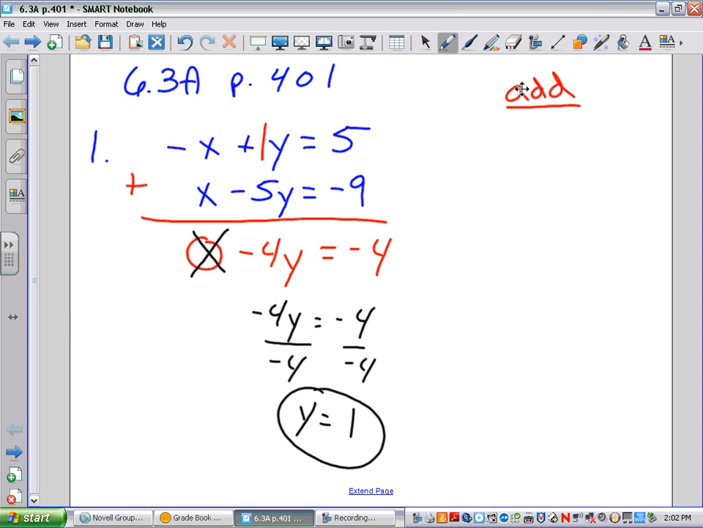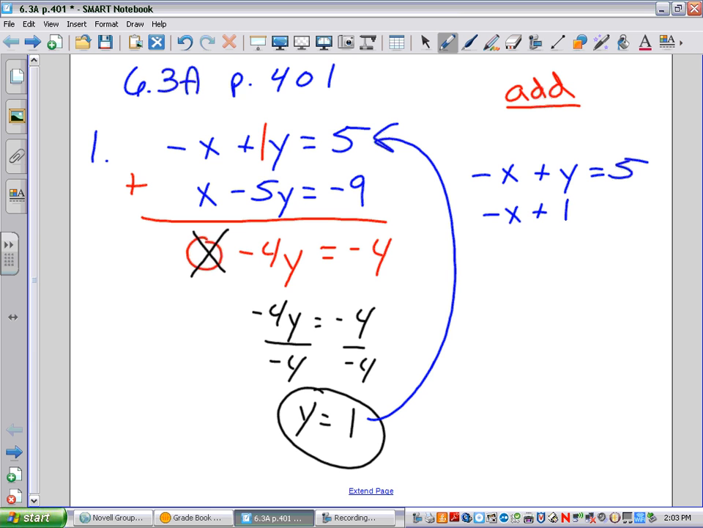That's one answer. But now you need to find the other answer, which would be x. What I do now is substitution, or cut and paste. And I take this one all the way up to the top equation. Let's write it again. It's negative x plus y equals 5. And I cut and paste. I got to plug the 1 in. So I'm going to cut out the y and plug a 1 in. So I'm going to write negative x plus 1 equals 5. Let's solve that. Subtract 1 from both sides. So negative x would equal 4.